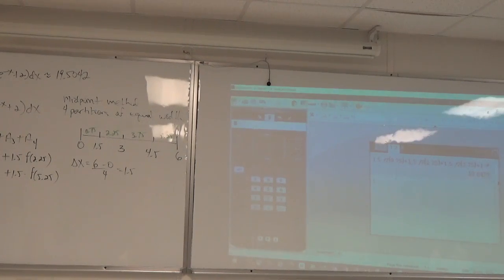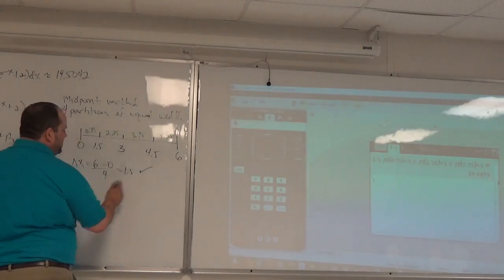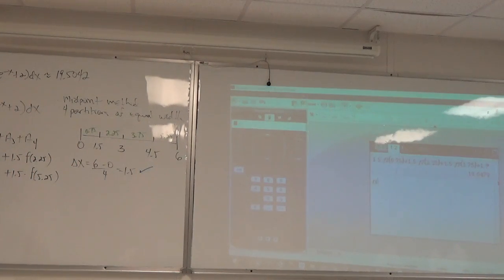In terms of where points are going to be awarded, I am probably going to award points first for determining how wide each rectangle is supposed to be. And then I'm going to look at your setup and say, okay, are they using everything correctly? And then honestly, the numerical answer is like one more little point. That's honestly about it. Everybody good?